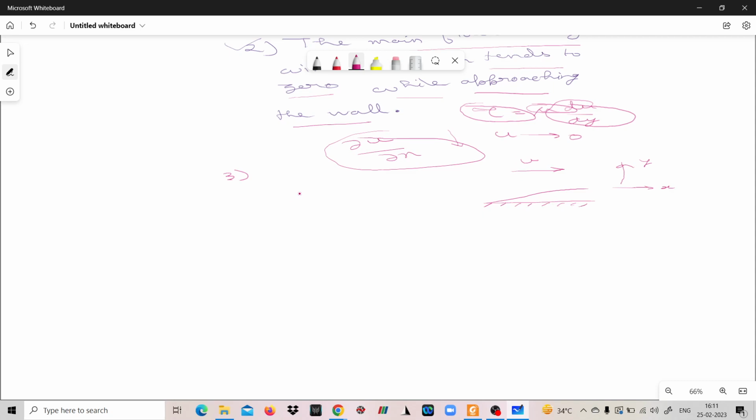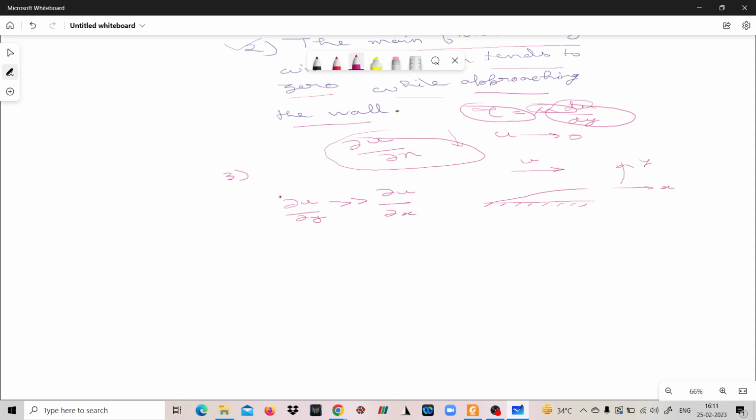Then the gradient of the velocity in the direction normal to the surface, so the direction normal to the surface is y, so del u by del y, is large in comparison to the gradient of this component in the streamwise direction. The streamwise direction in this case is x direction, so del u by del x.